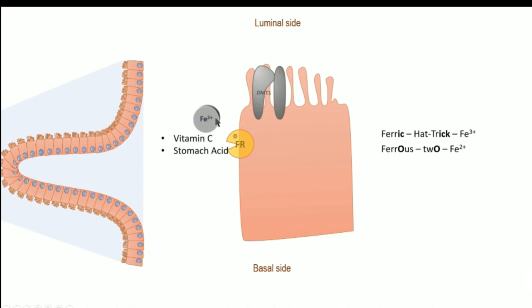From Fe2 positive, it is absorbed with the help of a transporter protein called divalent metal transporter 1. We can simply call it DMT1. This DMT1 protein is not loyal to iron because it also transports other divalent ions, for example Cu2 positive and Zn2 positive. So ferrous iron is absorbed from the apical side into the cytosol of the enterocyte with the help of DMT1.